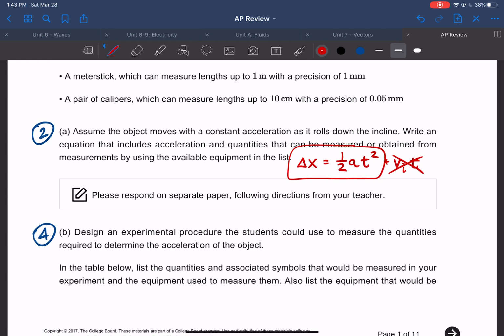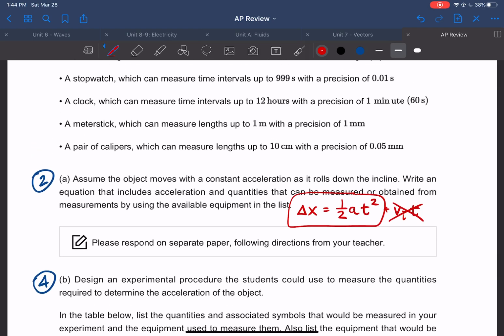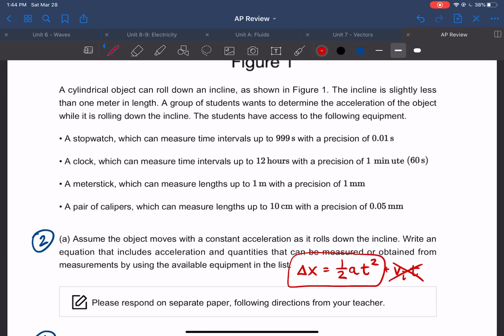All right. So the next part, they want a little bit more detail on the exact procedure that you would use. So I want you to describe which equipment you would use and what you would measure. If you go back to this equipment list, you have two options for measuring time, and we want a little bit more precision than a clock would offer, so I would choose the stopwatch. For measuring distance or displacement, we actually don't need the precision of something like a caliper. Something like a meter stick would be sufficient for this type of experiment, so those would be the two pieces of equipment that I would bring along.